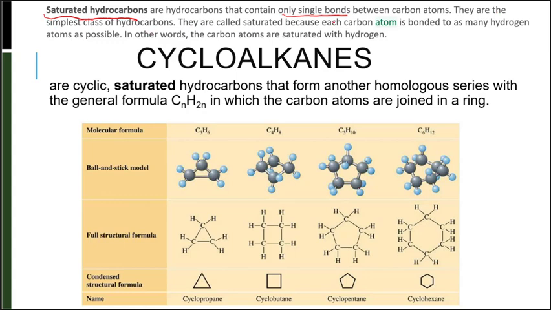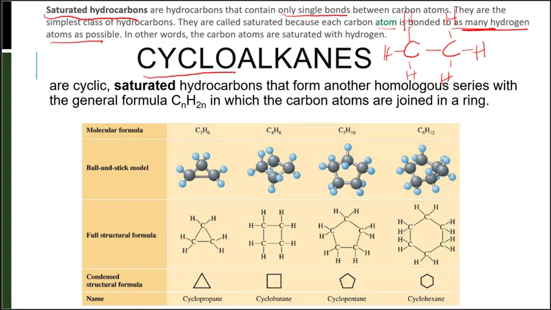They are called saturated because each carbon atom is bonded to as many hydrogen atoms as possible. In other words, the carbon atoms are saturated with hydrogen. If we were to think of ethane, that's 2 carbons. Each carbon we know has 4 possible bonds. And if it's bonded to a carbon, like it is right here, that means every other bond is a hydrogen. So it is saturated with hydrogen. So an alkane is a saturated hydrocarbon.